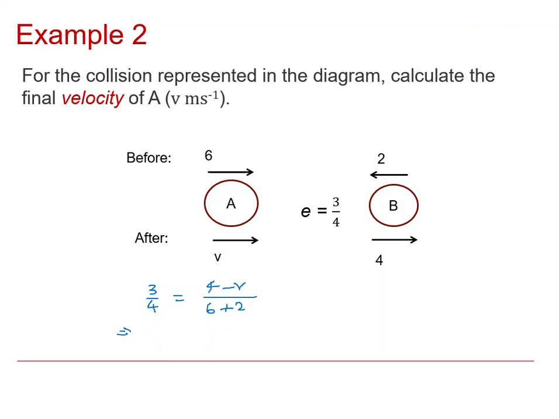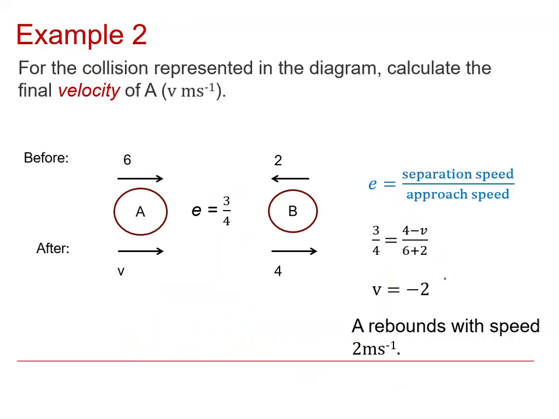So if we multiply both sides by 8, then we'll end up with 6 is equal to 4 minus v. And so that tells us that v is equal to minus 2. So our conclusion is that the diagram was indeed wrong. It's going in the opposite direction, and we need to make certain that's clear in our answer.